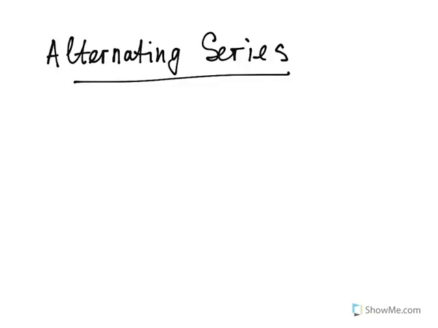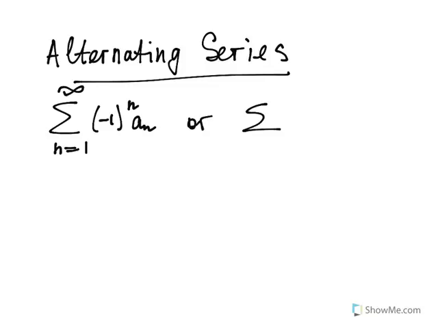So now let's talk about another strategy, another test that we apply only to alternating series. And alternating series look like this. It's either (-1)^n times a sub n. By the way, (-1)^n makes your series alternating, or something like this, where it's still alternating. The exponent is n plus 1.